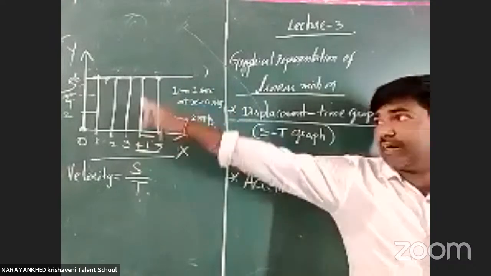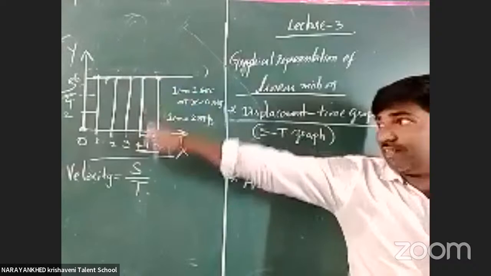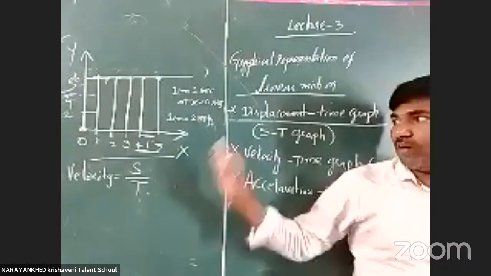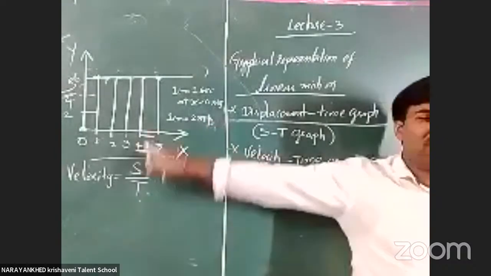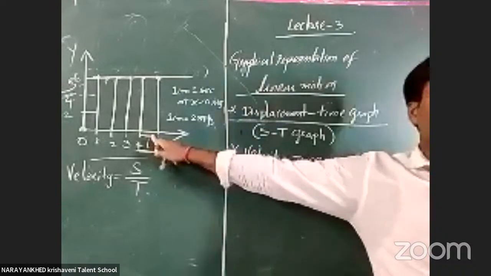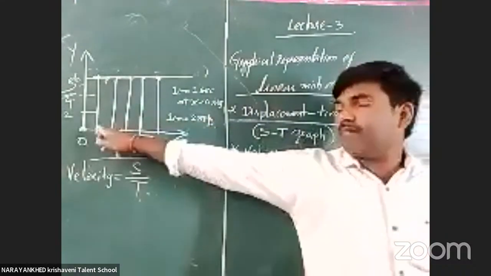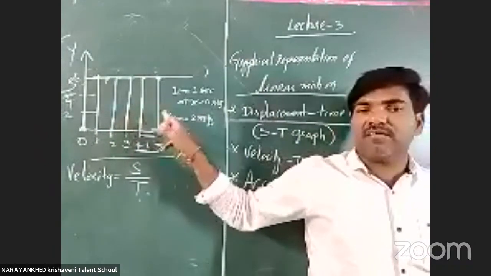There is an x-axis, yes, displacement only. Got it? First you have to take it like this. Now what does it indicate? What is varied here? Time is varied here. This is 1, this is 2 seconds, this is 3 seconds, this is 4 seconds, this is 5 seconds.